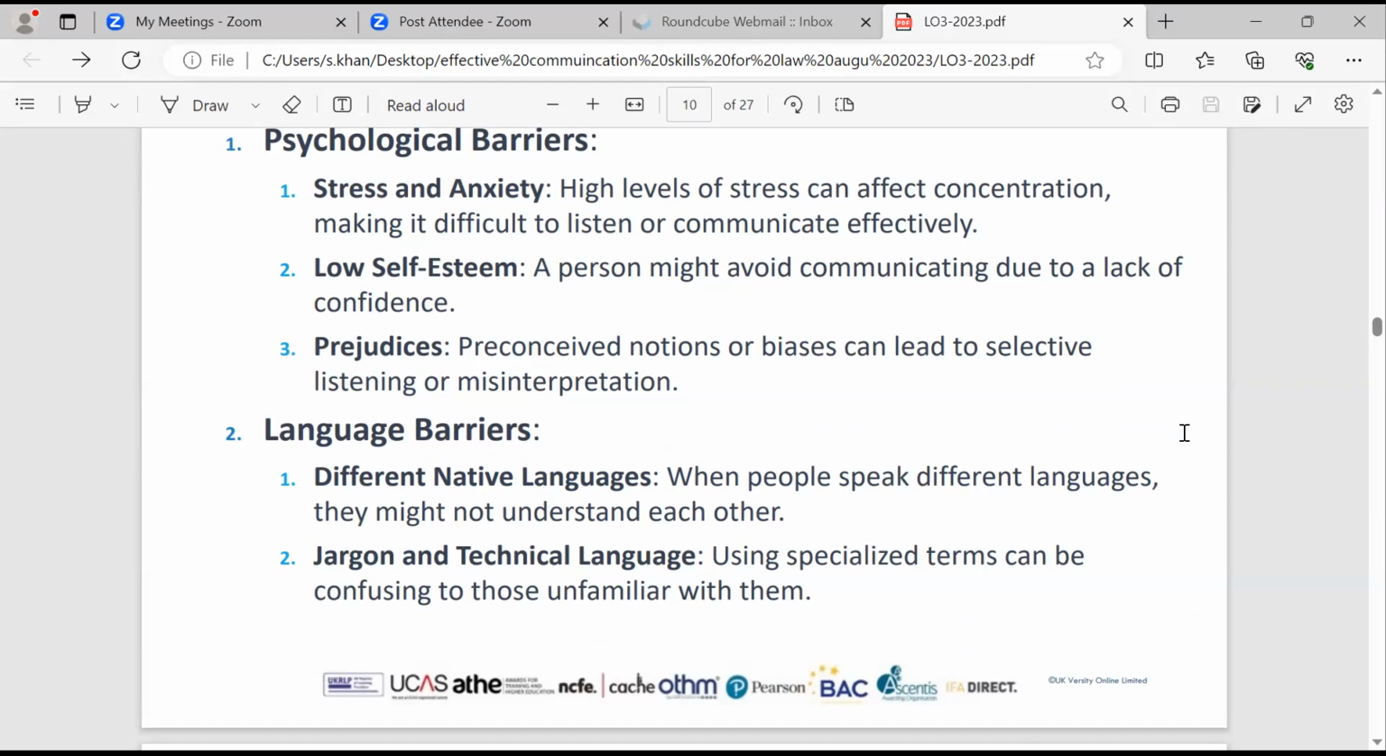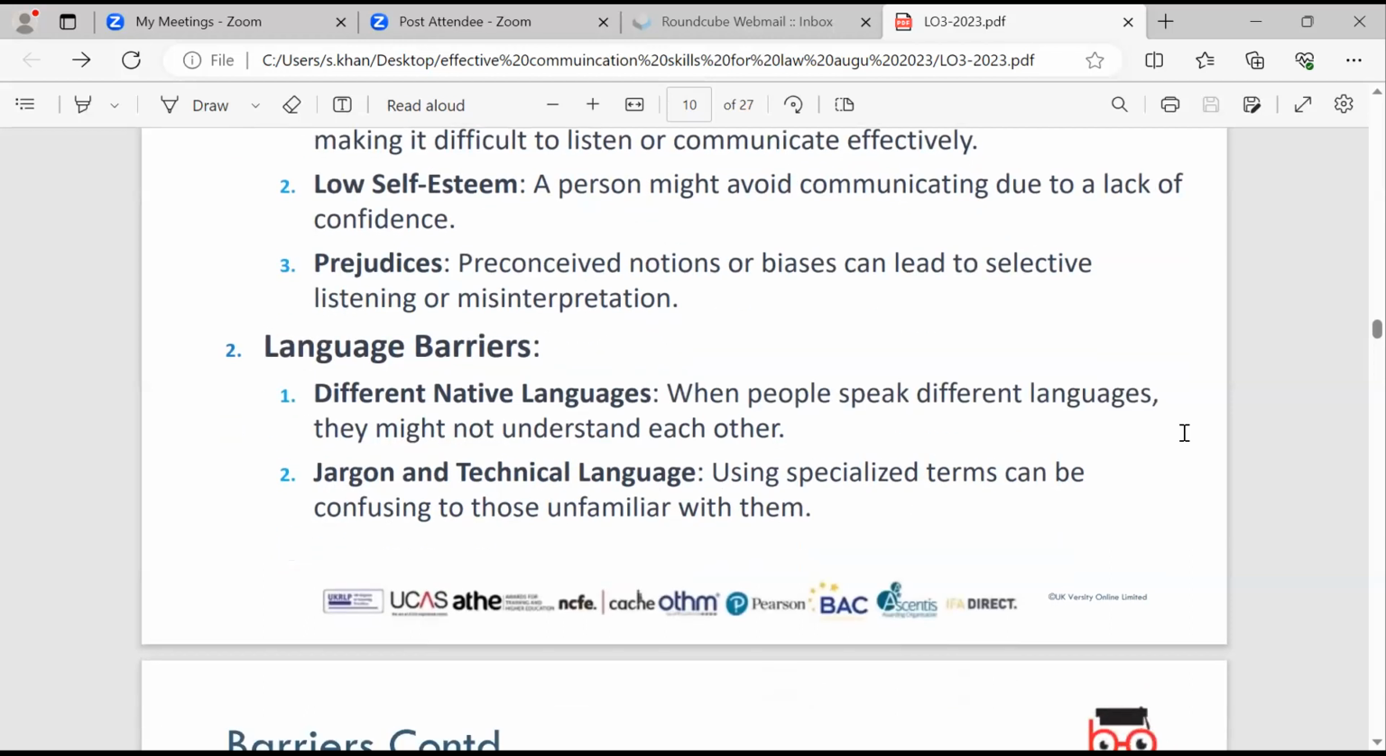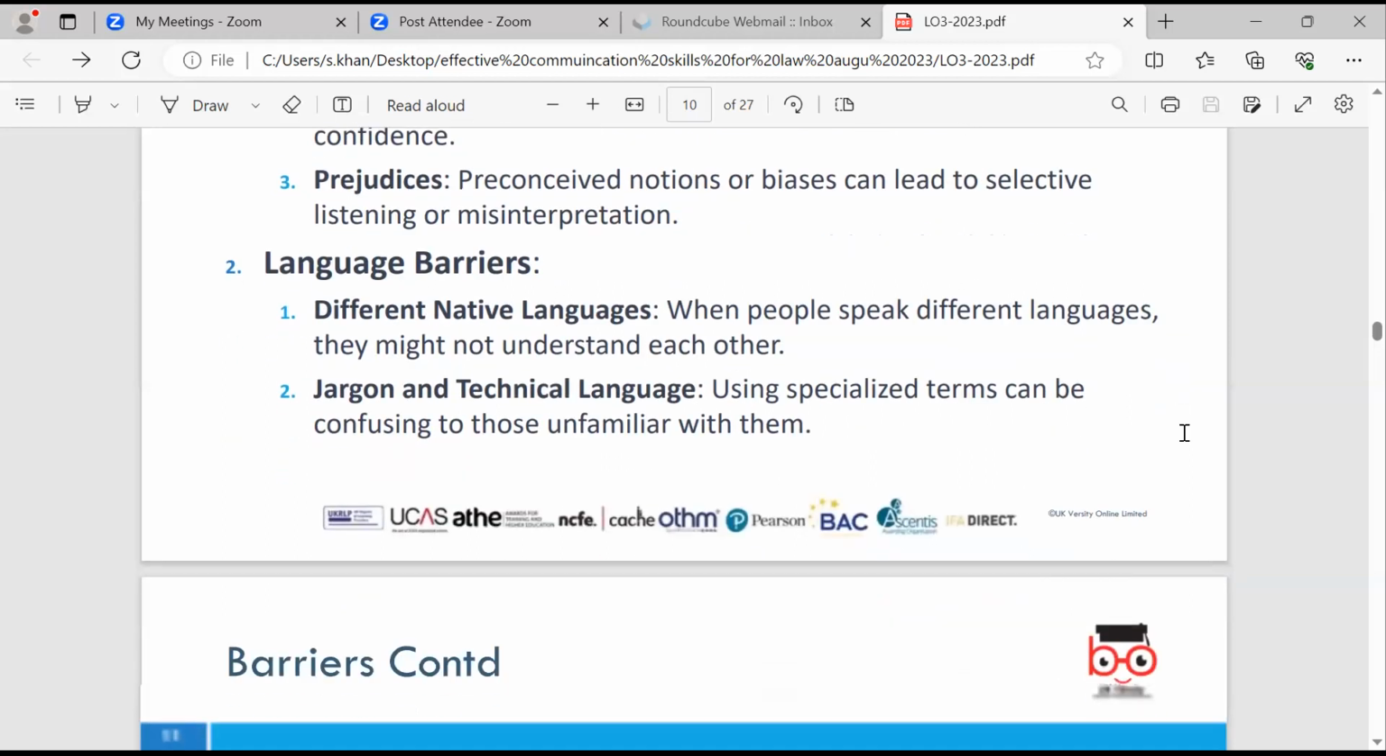Language barriers, so these are like a different native language. When people speak different languages, they might not understand each other. Jargon and technical language: using specialized terms can be confusing to those unfamiliar with it.